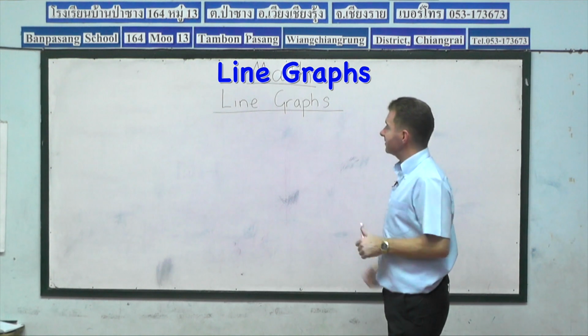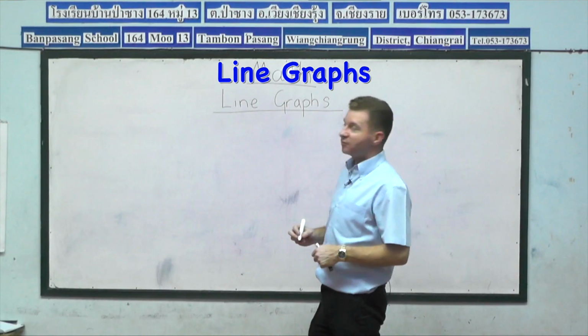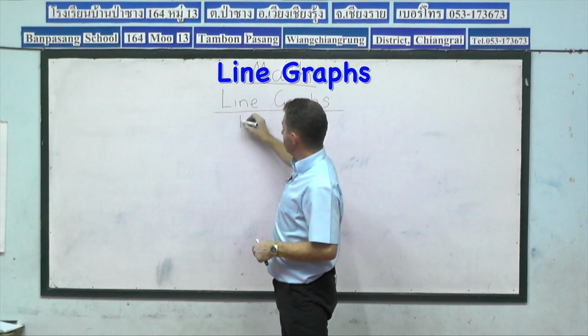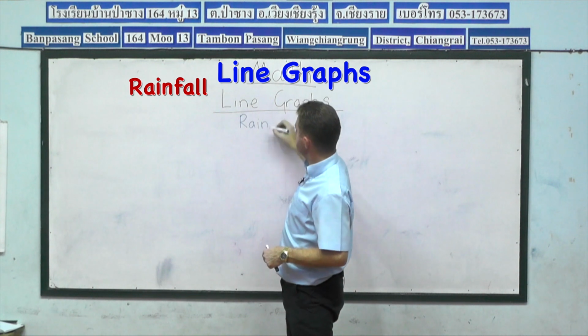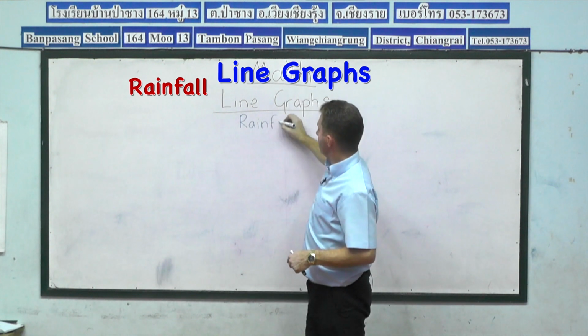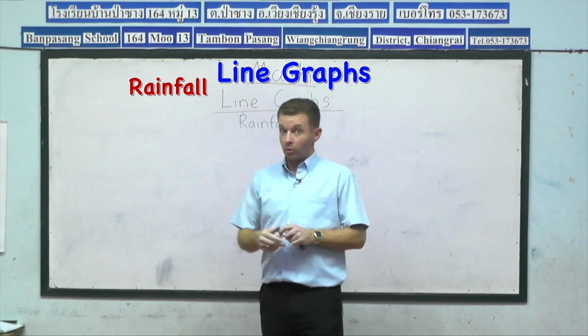And let's see, my title today, we're going to do a line graph about rainfall. So rain, R-A-I-N, and rainfall. So we're looking at the amount of rain that has fallen.